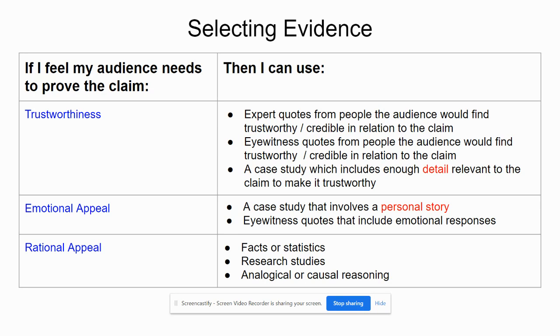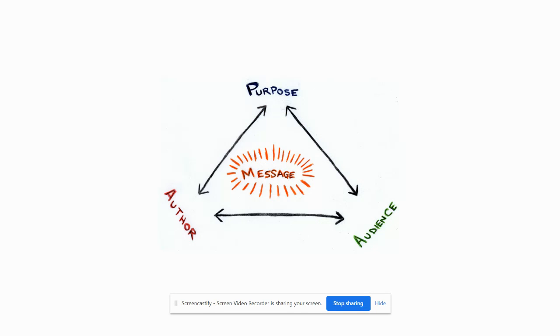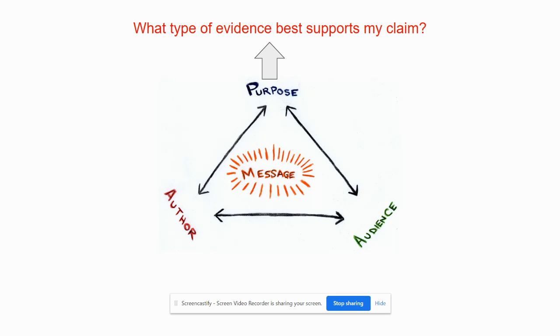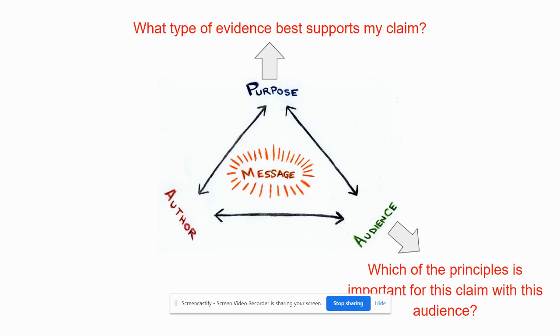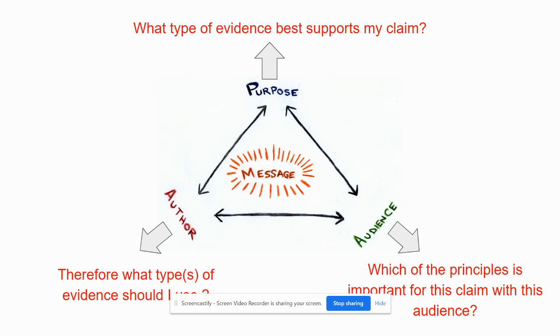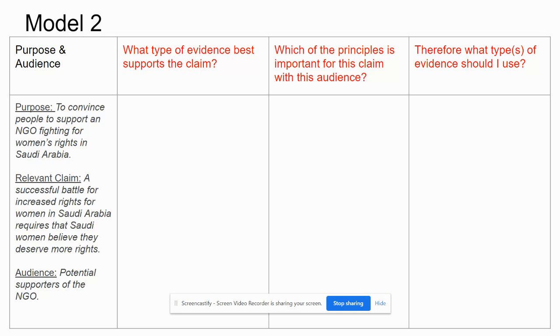Before we apply this matrix, we ask ourselves three questions. What type of evidence best supports my claim? Which of the principles is important for this claim with this audience? And then, therefore, what type of evidence should I use? So let's look at this model. It's maybe a little more complex than model one was.